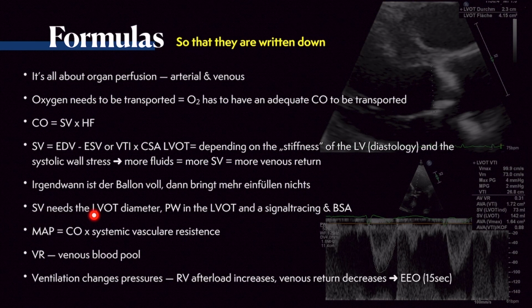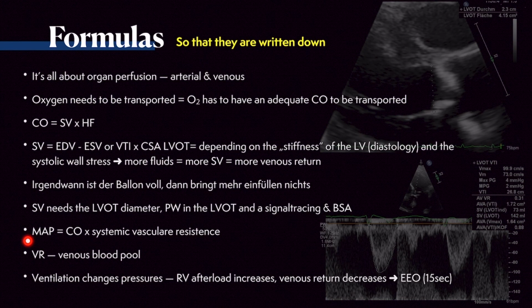To measure the stroke volume, you need the LVOT diameter, which is not always easy to measure. The pulse wave Doppler needs to be in the LVOT, and you have to have an optimal signal tracing and, even more optimal, the body surface area to calculate the stroke volume. Here you have some measurements where you can see the maximum velocity across the LVOT and a calculated aortic valve area which shows aortic stenosis not below 1 square centimeter, so not severe aortic stenosis, of course, a stroke volume indexed with 73 milliliters per square meter and an overall stroke volume of 142 milliliters.